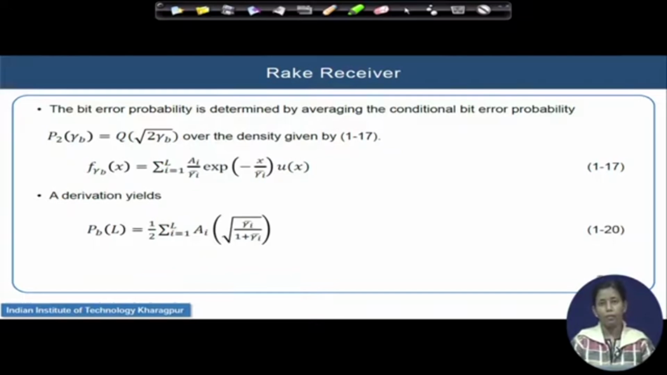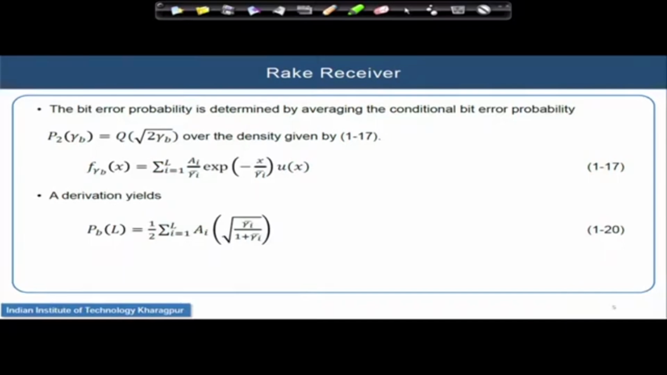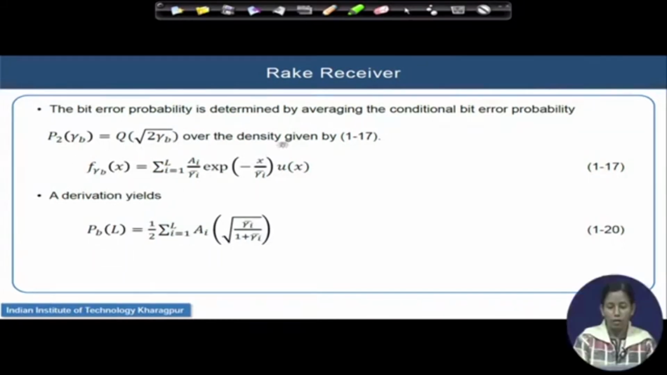The bit error probability is determined by averaging the conditional bit error probability, which is this, over the density given by this expression we have seen in the last slide. So, if I go on deriving it, and then over the whole L number of the multipaths finally, our derivation yields that the error probability will be finally the summation. If all the paths' SNRs are independent of each other, then it can be given by the summation, and finally the derivation will lead us to the equation 1.20 for computation of the bit error probability for a BPSK kind of situation.